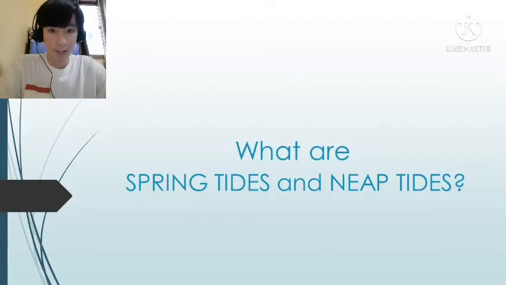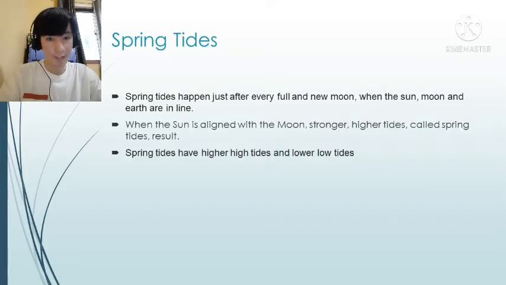So what are spring tides and nip tides? What's special about these two is that there's another external force acting upon the water, causing these tides to be higher than normal tides. We first have the spring tides. Spring tides happen just after every full and new moon, when the sun, moon, and earth are in line. When the sun is aligned with the moon, stronger, higher tides called spring tides result.